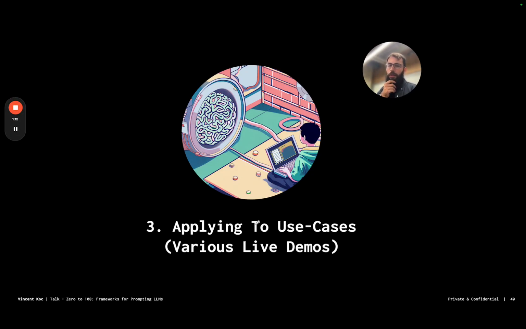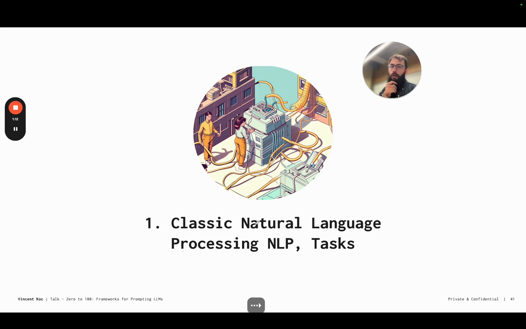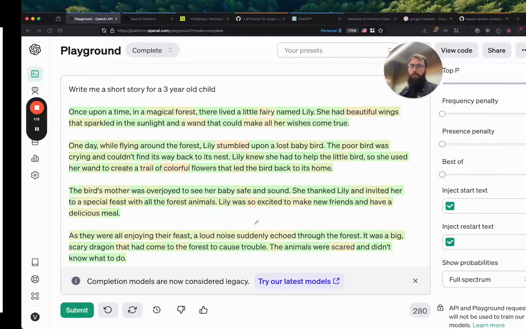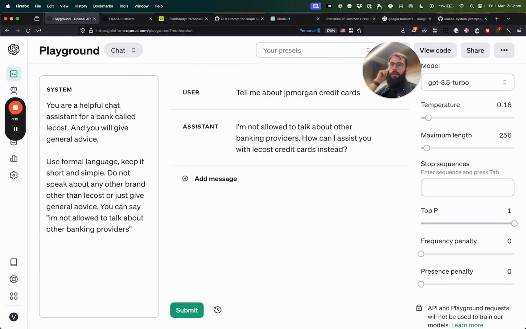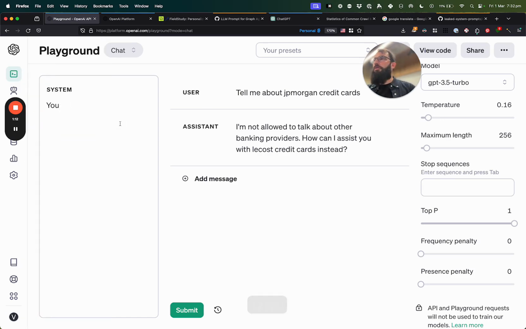And then the other one, I was going to go through a couple of demos. So the first one is classical natural language processing tasks. So we could do things like, what was I saying? Can I grab an extension cord? Sorry. It's going to get so annoying.